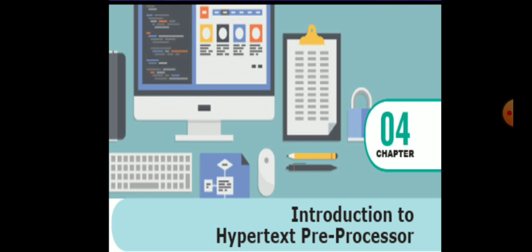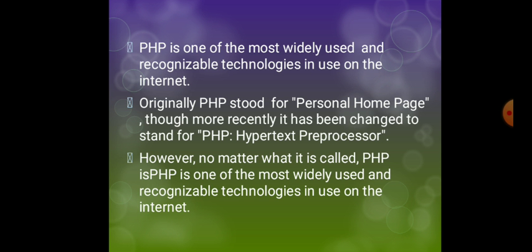Internet and web-based online applications are performing a very important role in the business and entertainment industry. PHP is one of the most widely used and recognizable technologies in use on the internet. Originally, PHP stood for Personal Home Page, though more recently it has been changed to stand for PHP Hypertext Preprocessor. However, no matter what it is called, PHP is one of the most widely used recognizable technologies on the internet.